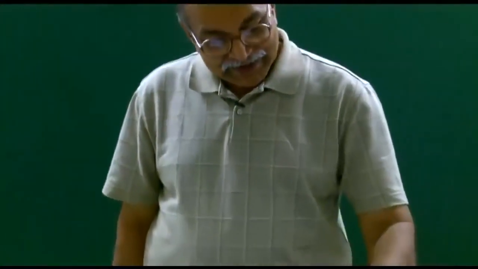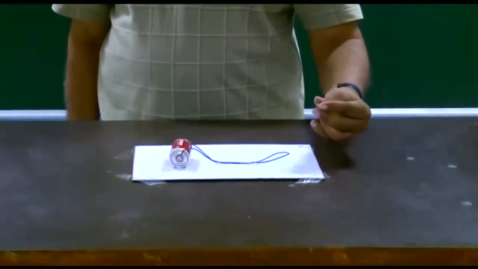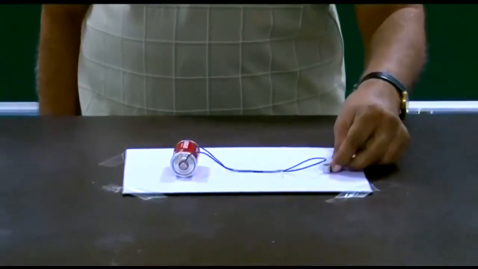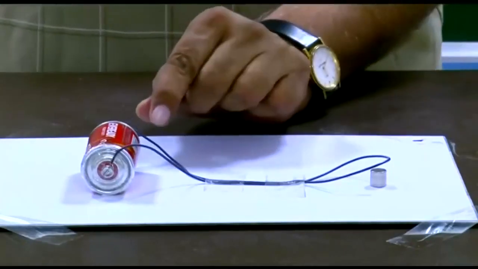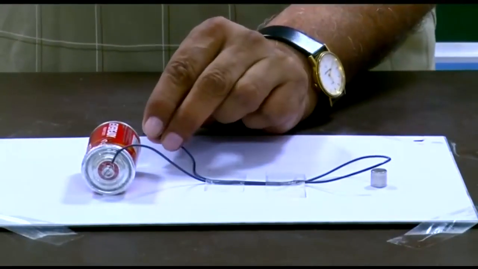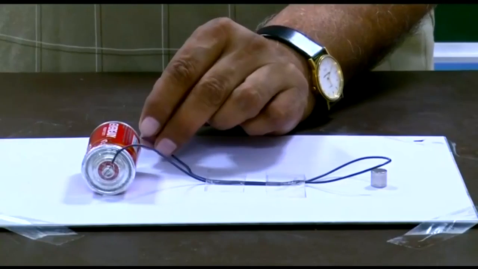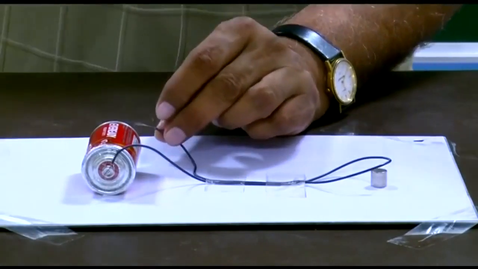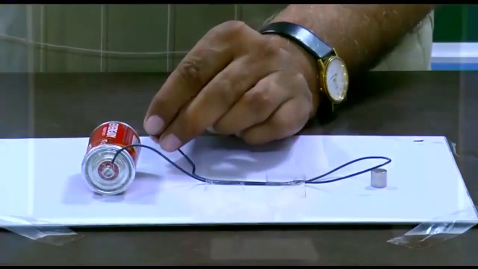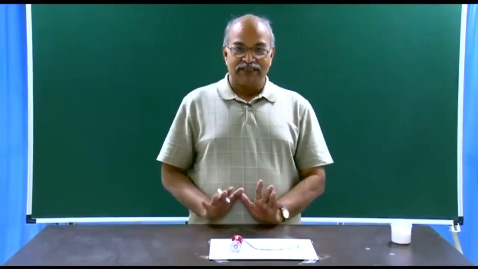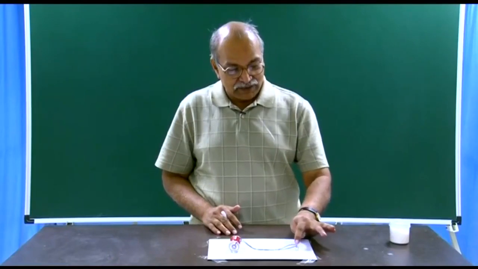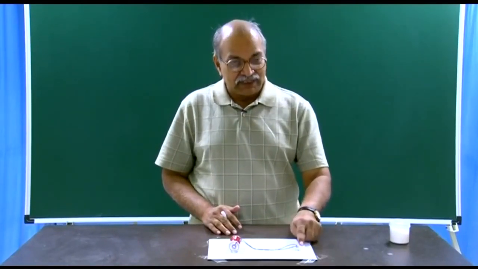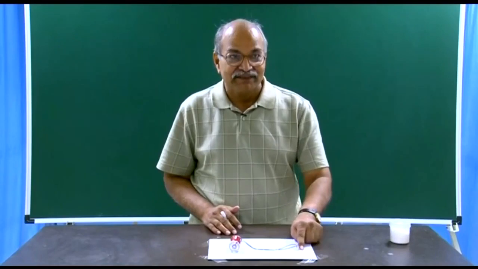Now what happens if I reverse the magnet? The polarities are reversed. Let me reverse it and put it this way. And now I am touching this other end, and you see the force is downward. It attracts.